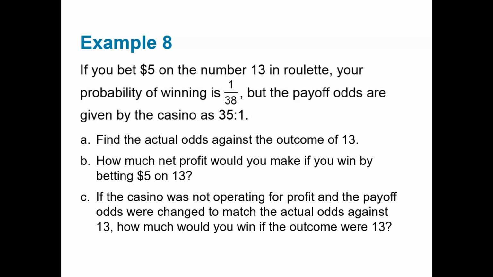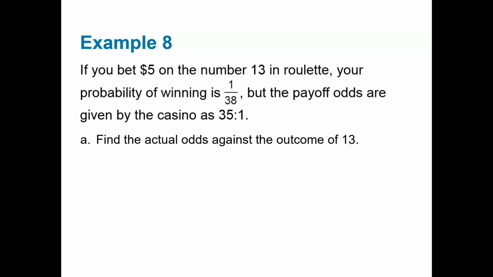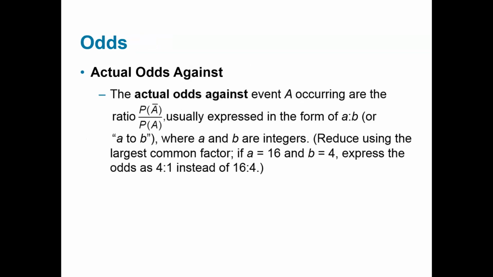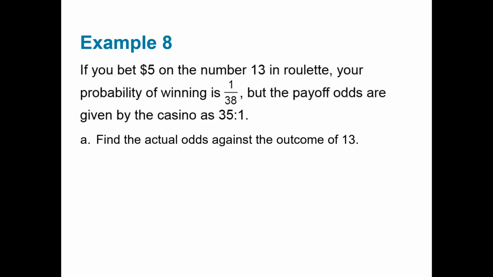If you bet $5 on the number 13 in roulette, your probability of winning is 1 over 38. But the payoff odds are given by the casino as 35 to 1. We're going to do A, B, and C, but I'm going to break it up. A: find the actual odds against the outcome of 13. The actual odds against is this ratio here. I need to know the probability of not A over the probability of A, A this time being 13.